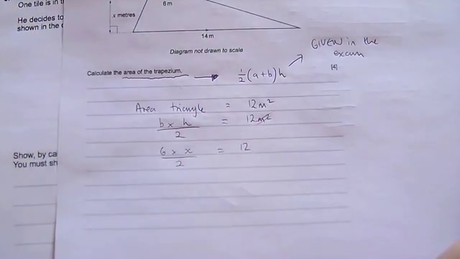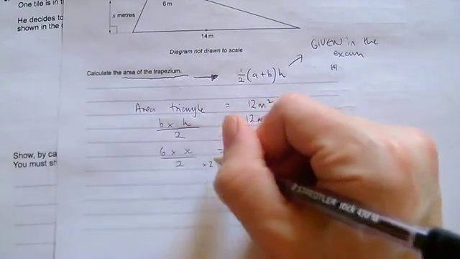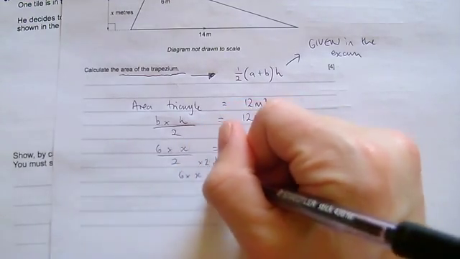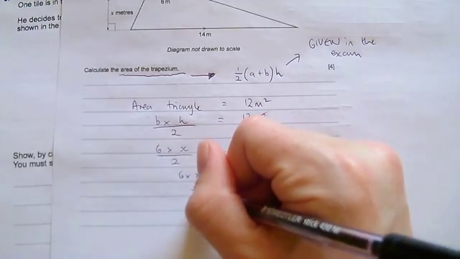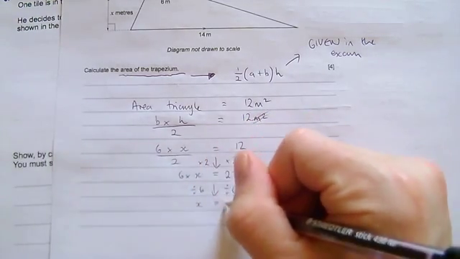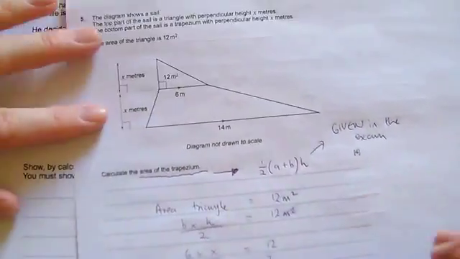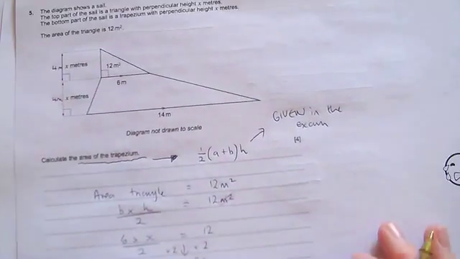So this is just an equation like we did on the first page. So the first thing I'm going to do is get rid of this divided by 2 on this side. So I'm going to double both sides by 2. So 6 times x is equal to 24. And then I'm going to divide by 6. Divide that by 6 gives me x is equal to 4. So I now know what the height of this thing here is. I know that's 4 meters. So this is also 4 meters because they say they're both x.